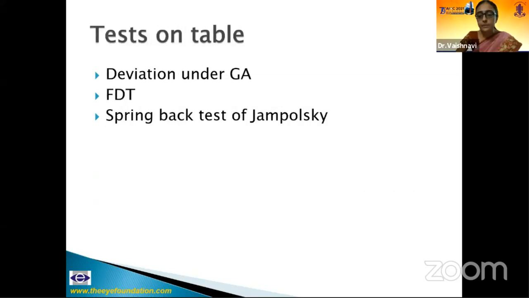So what are the tests on table? It includes deviation under general anesthesia, force reduction test, and spring back test of Jampolsky.